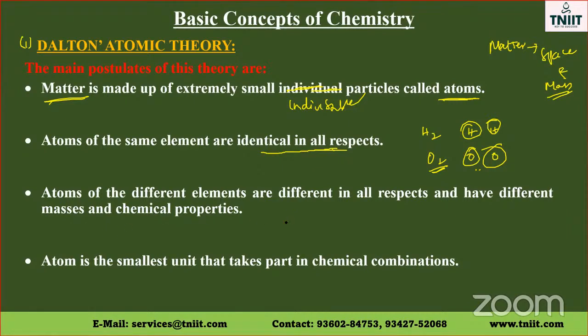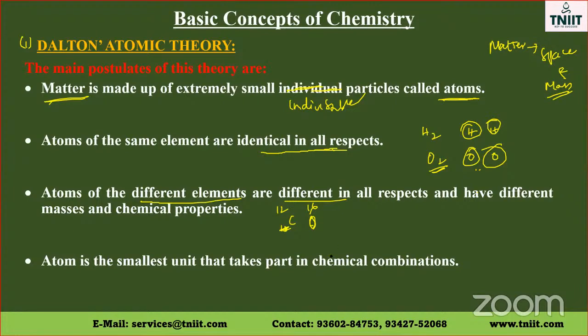Now, if you take carbon monoxide, for example, carbon is different, oxygen is different. Since carbon and oxygen are different, they will have different atomic mass. Carbon has atomic mass 12 and oxygen has atomic mass 16. The reactivity of carbon and oxygen will be different. The size of carbon and oxygen will be different. The third point is atoms of different elements are different in all aspects: size, shape, reactivity, all that.